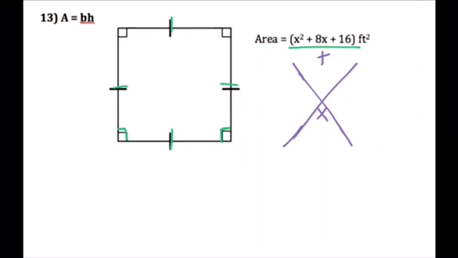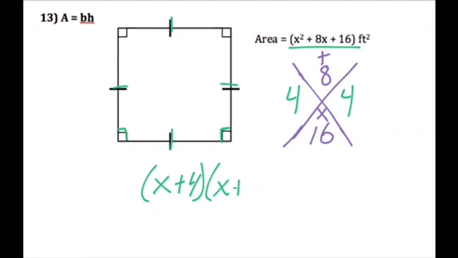I'm going to give you guys a minute to see if you can figure that out. Okay, in the X Games we have plus 8 and multiply 16. So two numbers that when added together give me 8 and multiplied give me 16. And that is 4 and 4. So I know that we have x plus 4 times x plus 4.